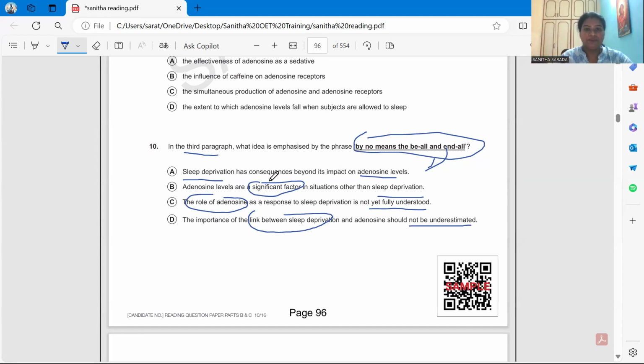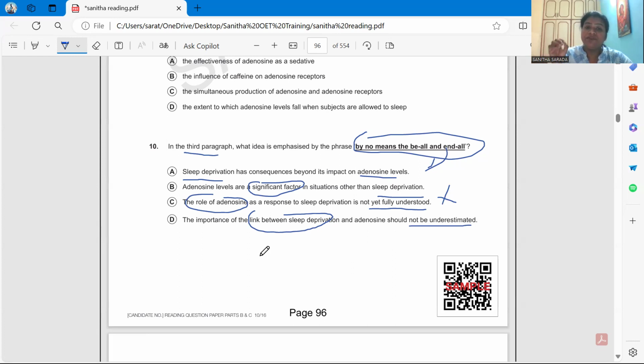Second option: adenosine levels are a significant factor in situations other than sleep. Is it a significant factor other than sleep? No, it is not. It is not discussing that. Next: the role of adenosine as a response to sleep deprivation is not yet fully understood. It is not yet fully understood. Okay, we have to eliminate that option.